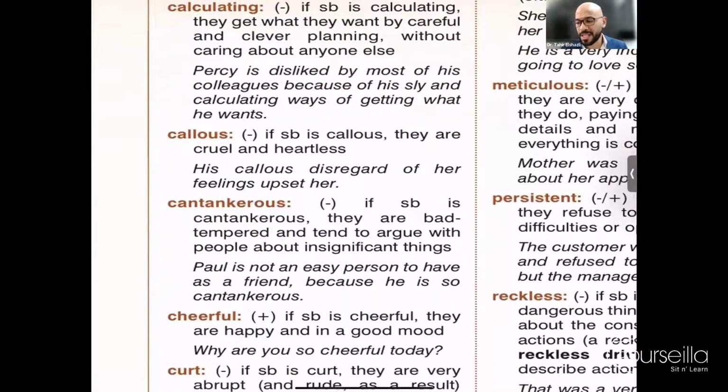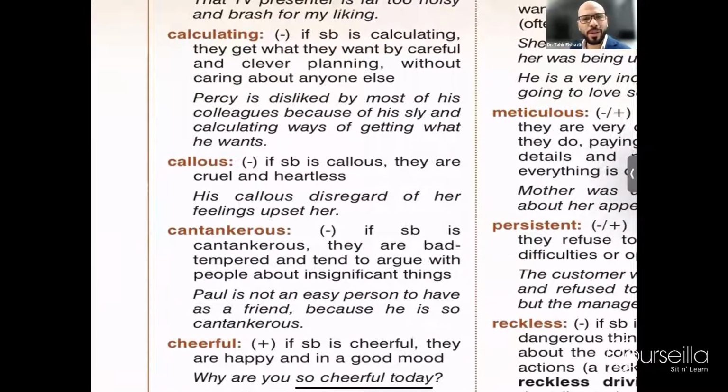The next word is calculating. But allow me to ask you, what was the first word? Blunt. What does blunt mean? Honest in an impolite way. Thank you, Sulaf. Okay. Now the second word was brash. What does brash mean, Omar? Thank you, Omar, for answering. Annoyingly loud, overconfident. Or overconfident and annoyingly loud. Is it a positive quality or a negative quality?